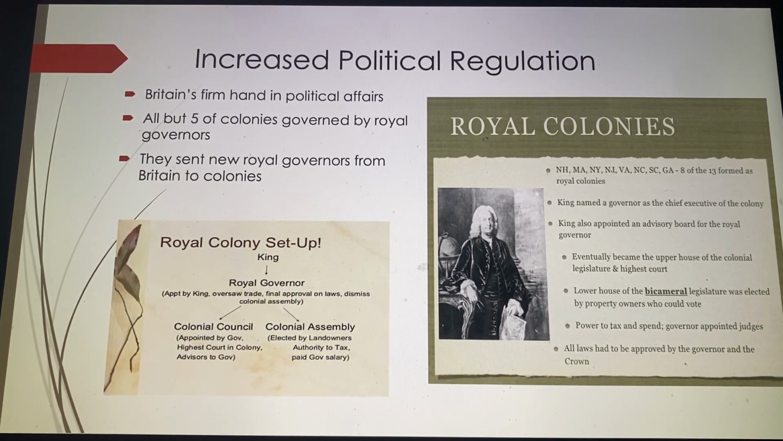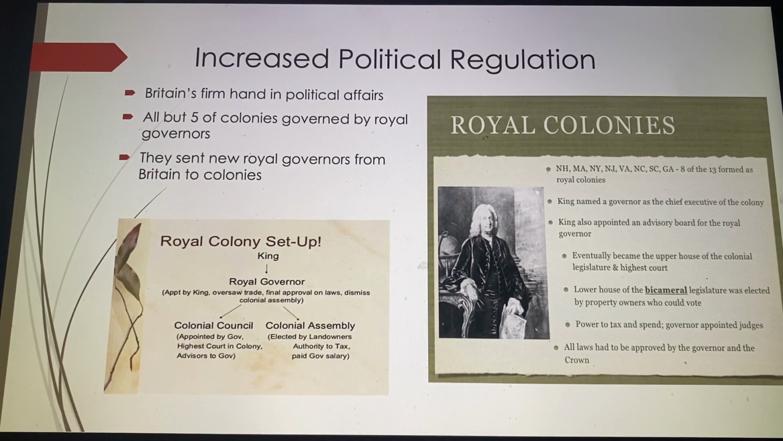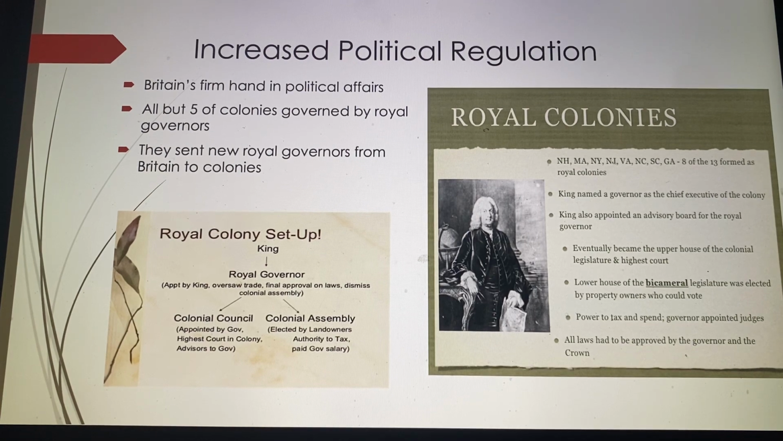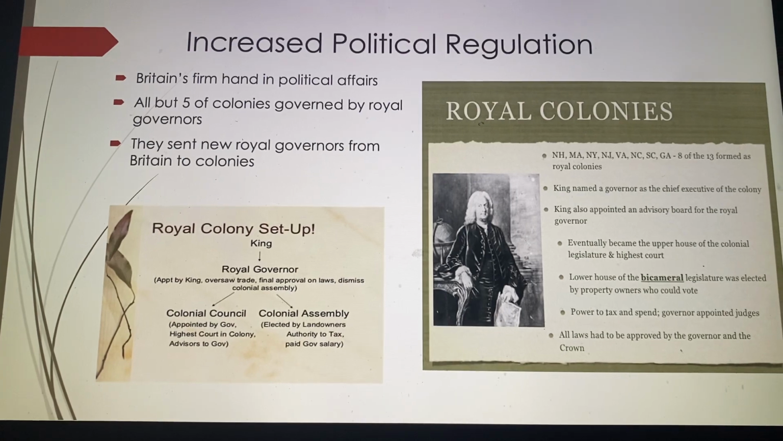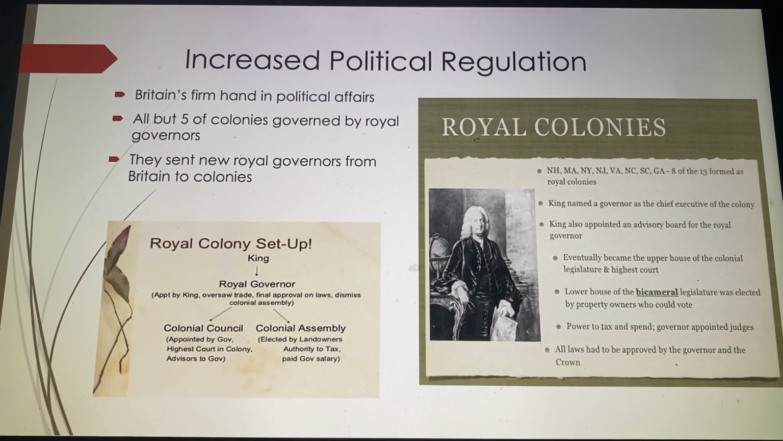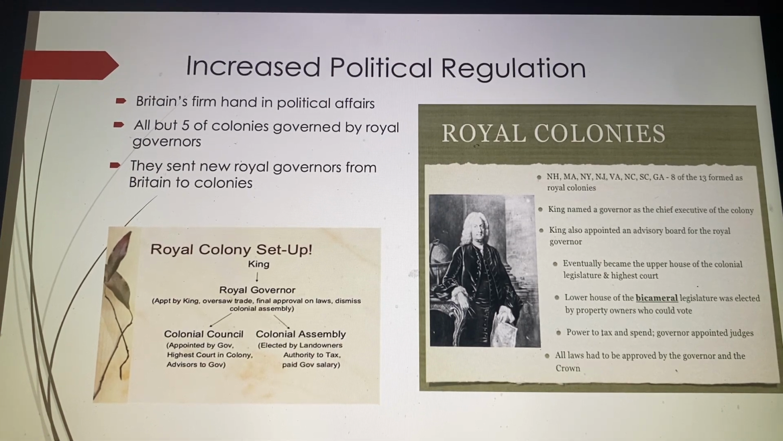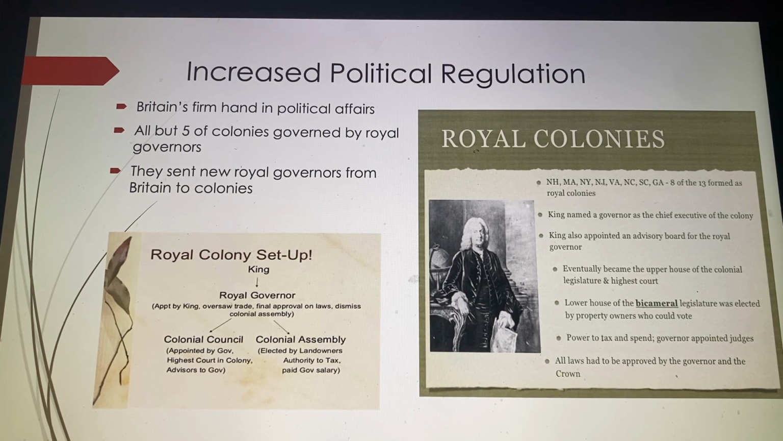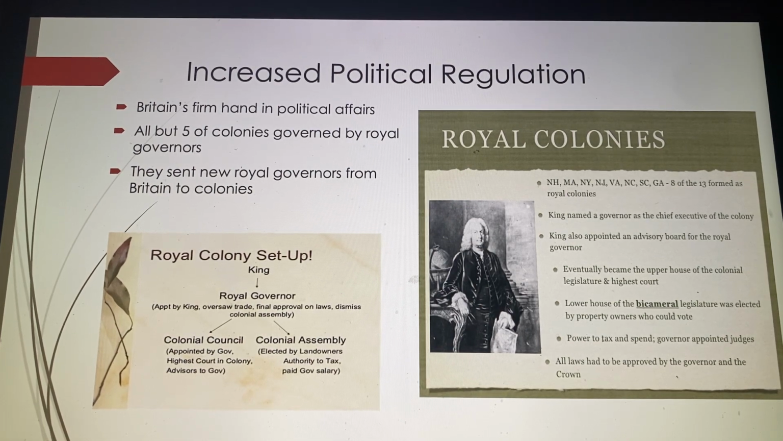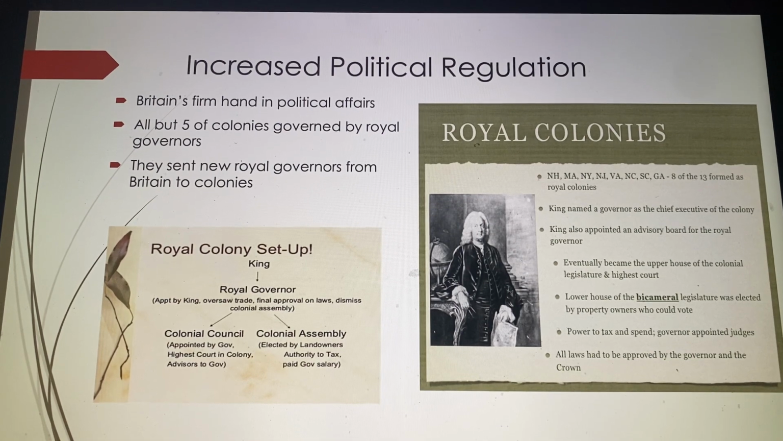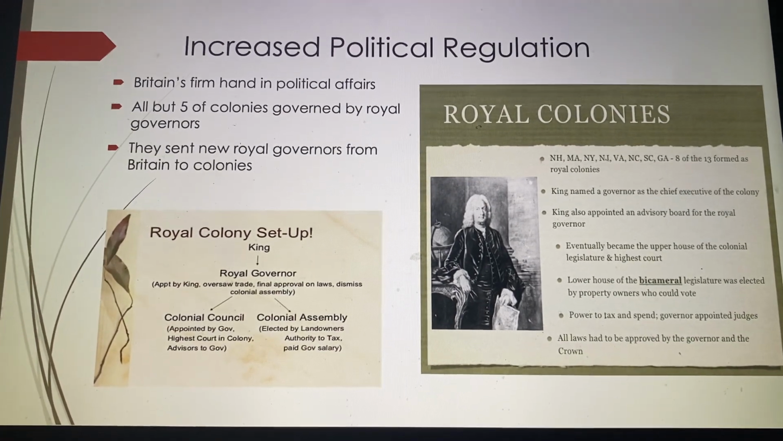And so you see the royal colonies. We have New Hampshire, Massachusetts, New York, New Jersey, Virginia, North Carolina, South Carolina, and Georgia. 8 of the 13 were now called royal colonies. The king was named as governor, as the chief executive of the colony, but actually appointed a governor. He appointed an advisory board for the royal governor that was sent there. And so we can see how the royal colony was set up with the king and the royal governor.